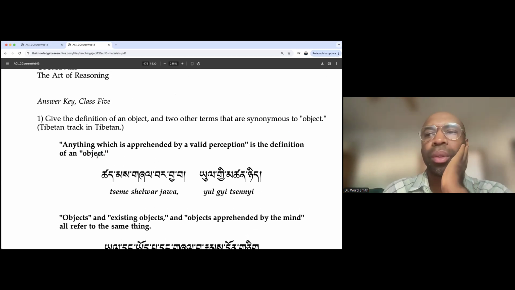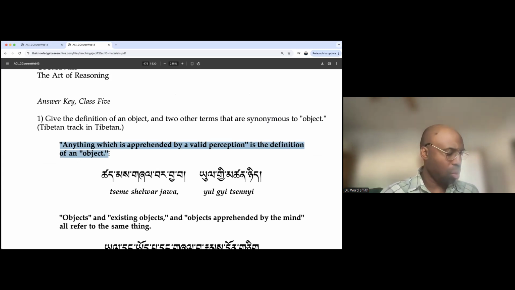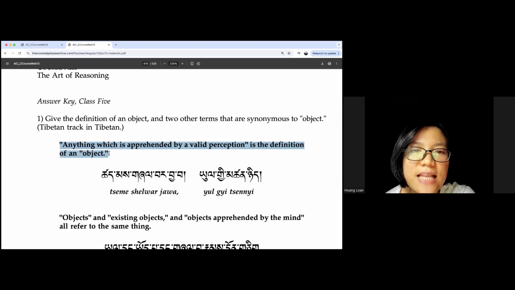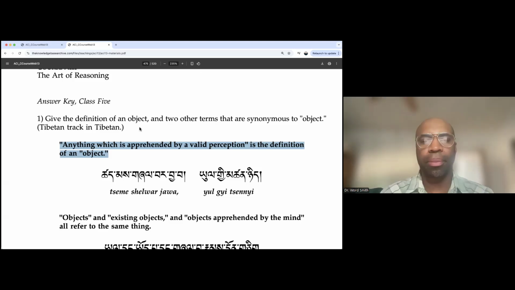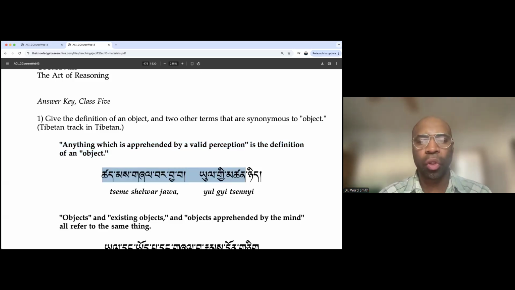All right. Read this. Anything which is apprehended by a valid perception is the definition of an object. Yep. Read the Tibetan, please.